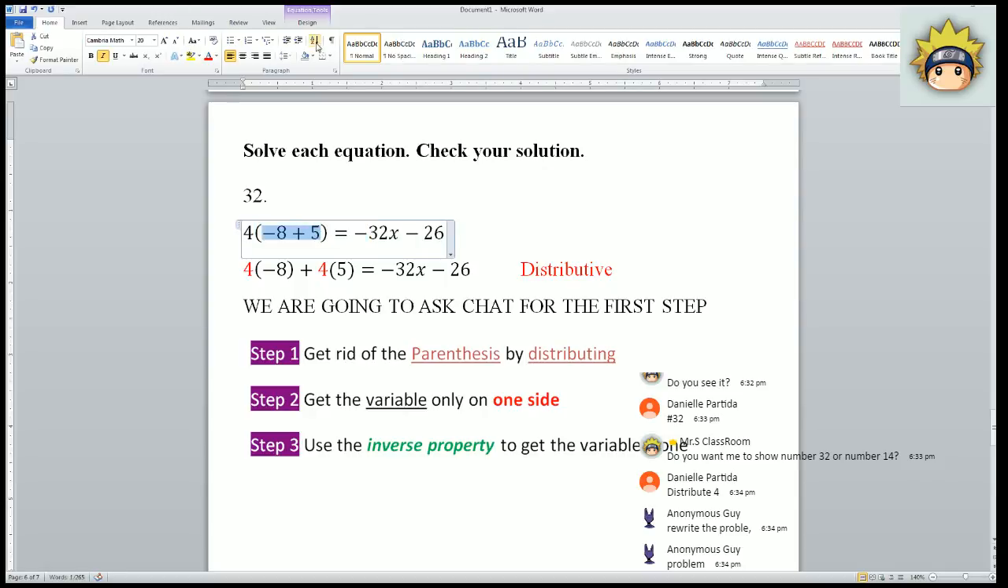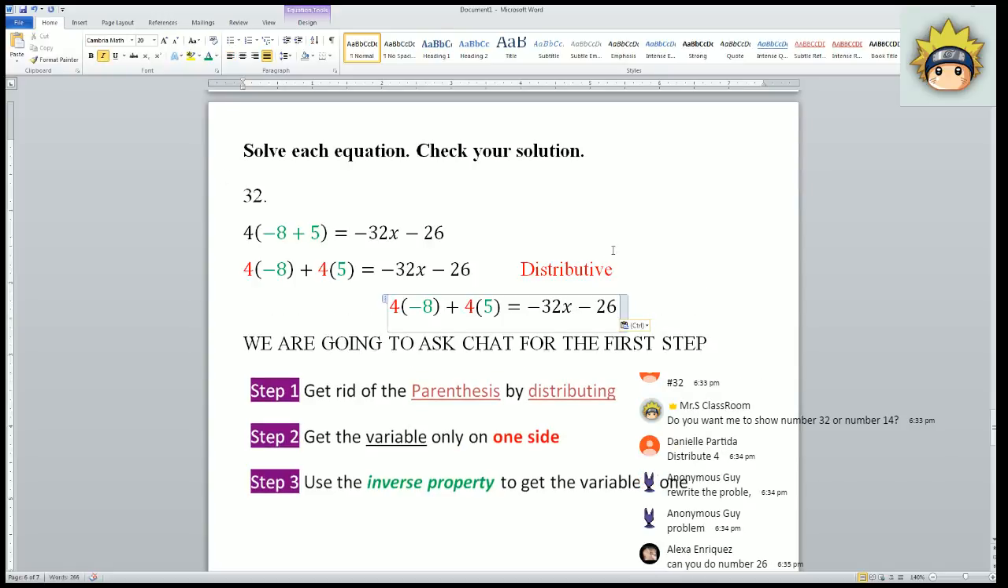Okay, I could make this on the inside here, make that green for you. Green here and green here. See? I distribute. After that, I simplify, so I can show you all those beautiful steps. Alright, 4 times negative 8 is negative 32. 4 times 5 is 20. That's me simplifying.